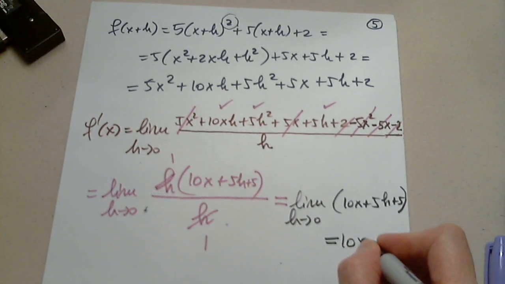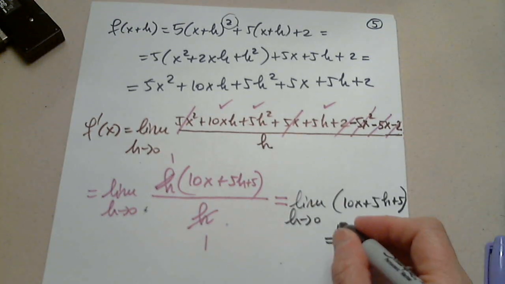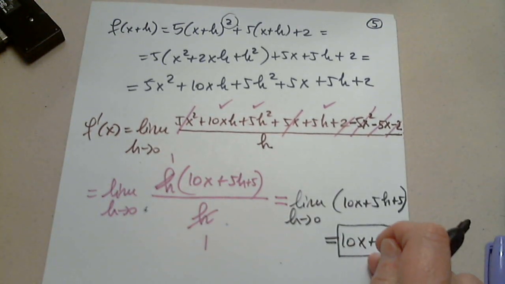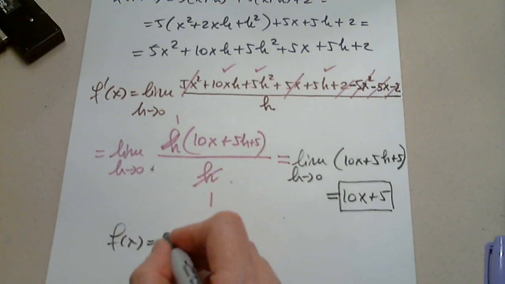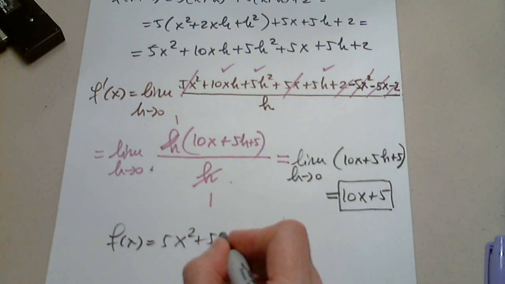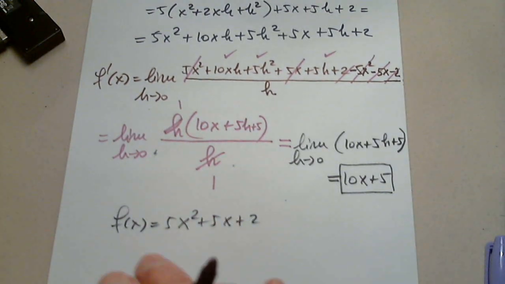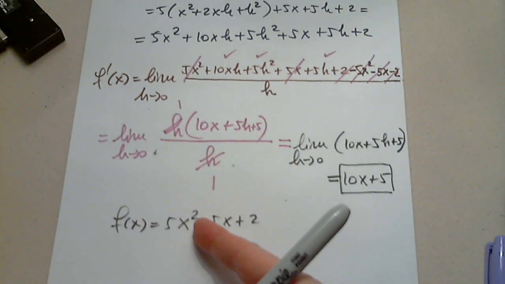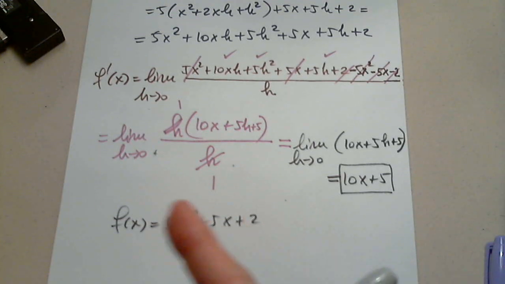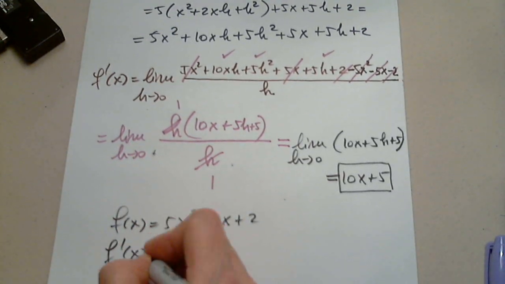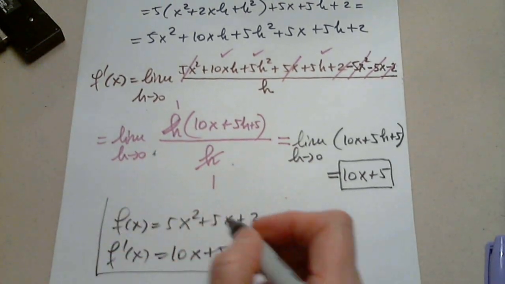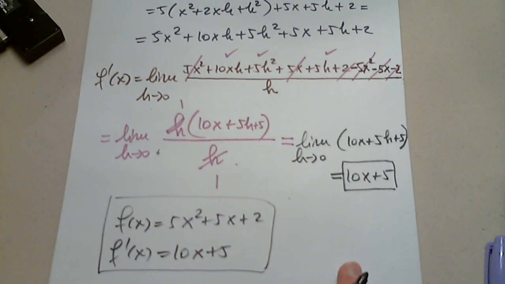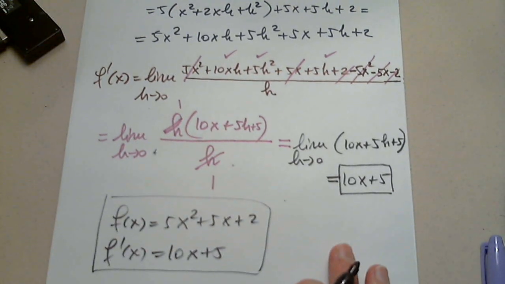It's a polynomial, and this is the derivative function of the original function. So the function was 5x squared plus 5x plus 2. The function that gives its instantaneous rate of change at any point is f prime, determined as 10x plus 5. Excellent. Can you repeat that one more time? How you got rid of the 5h?